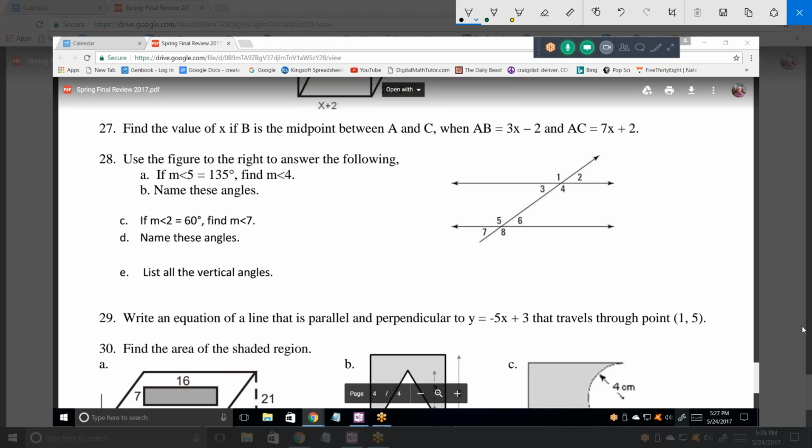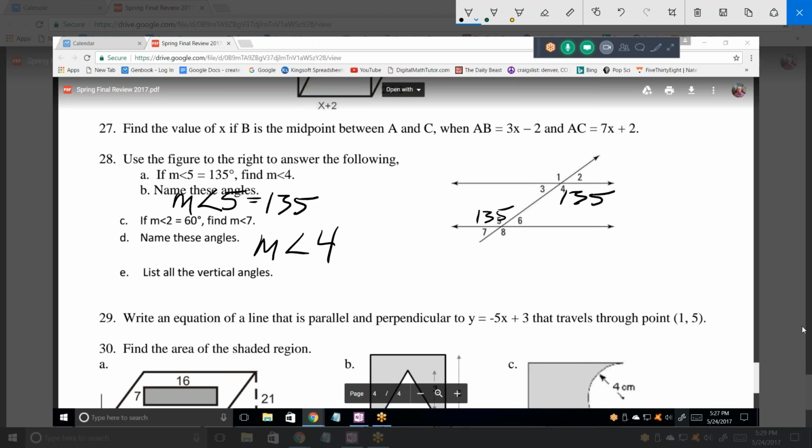If m is less than 5 equals 135, what does this mean? I've never seen an expression like that. I guess it means angle 5. Ah, they mean if the measurement of angle 5 is equal to 135. They had to write it like this. So they meant if the measurement of angle 5 equals 135, find the measurement of angle 4. So 135 is angle 5. What's 4? 4 is also 135.